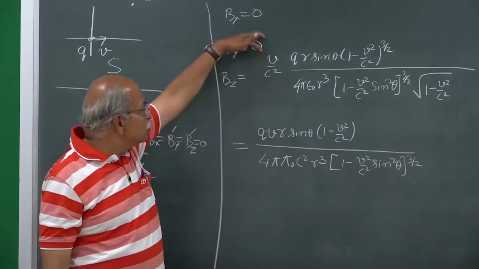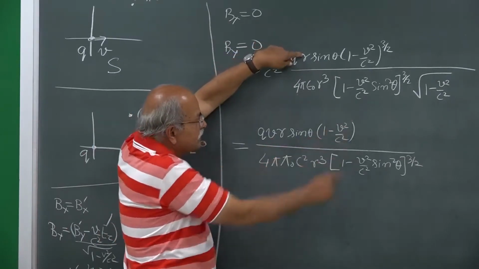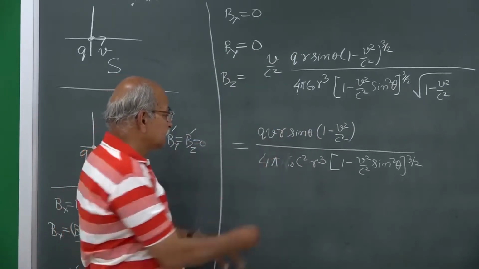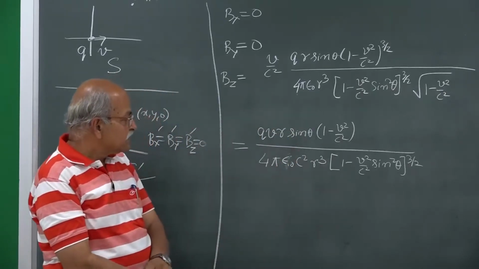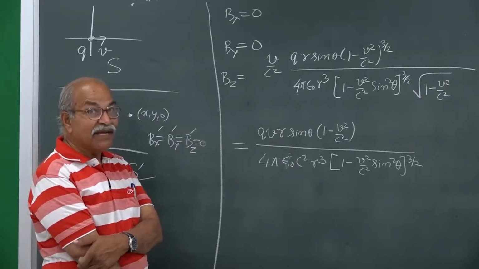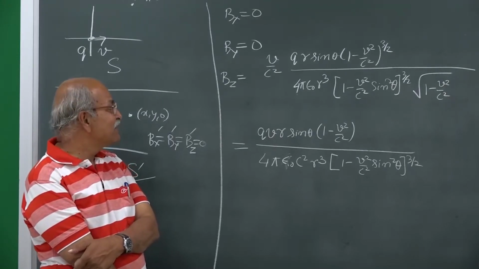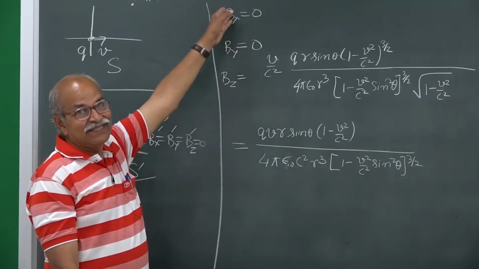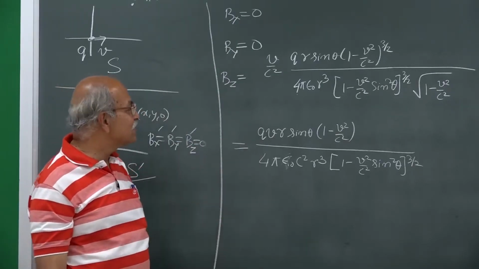Alright, once again check: q into v into r, then sin theta and 1 minus v square by c square, all divided by 4 pi epsilon naught, c square, and then r cube and 1 minus v square by c square sin square theta to the power 3 by 2. So, that is the magnetic field. We have gotten the expression of magnetic field. The magnetic field is in z direction, y component is 0, x component is 0 and you have z component only. So, it is in z direction.